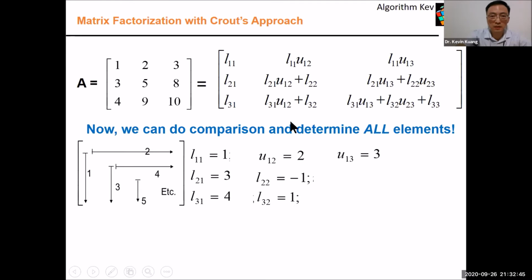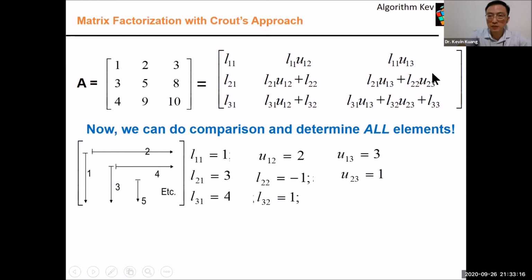Let's proceed on to look at this element here. Since L31 is known, that's 4, and U12 is 2, what will L32 be in order that the summation is 9? So L31 is 4, 4 times 2, that's 8. So 8 plus L32 equals 9. So L32 must be a 1.